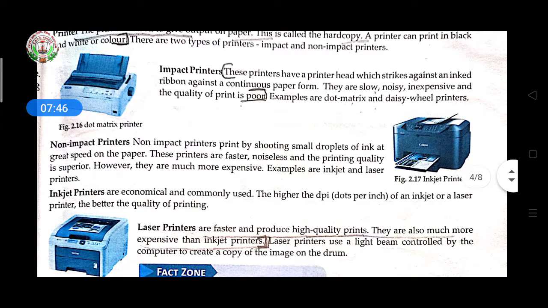Impact printers have a printer head which strikes an inked ribbon against a continuous paper form. They are slow, noisy, inexpensive, and the quality of print is poor. Examples of this are the dot matrix and daisy wheel printer. Earlier we were using this type of printer. That printer is very slow to give the printout, very noisy, inexpensive, and the quality of the hard copy is very poor. Then come to the non-impact printer.